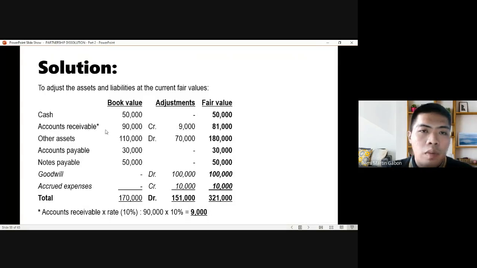So the accounts receivable will be adjusted, deducted with 9,000. Computation of the 9,000: 90,000 times 10%, due to the agreement that we have earlier. So this will be decreased to fair value of 81,000. Other asset will be increased with 70,000. So 110,000 plus 70,000, we have 180,000. Accounts payable, no adjustment. Notes payable, no adjustment. Then recognize goodwill for 100,000. Then recognize accrued expenses for 10,000. Okay, so net adjustment 151,000, 170,000 plus 151,000. Total net adjustment is 321,000.